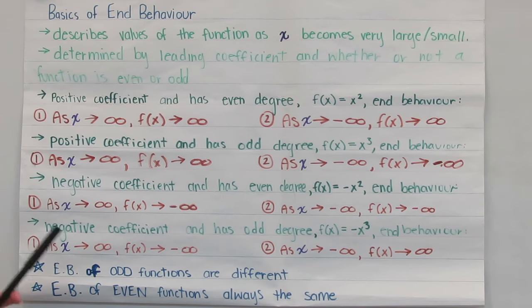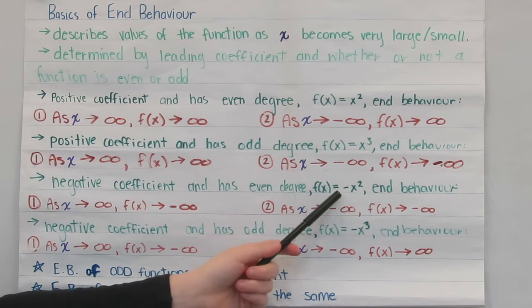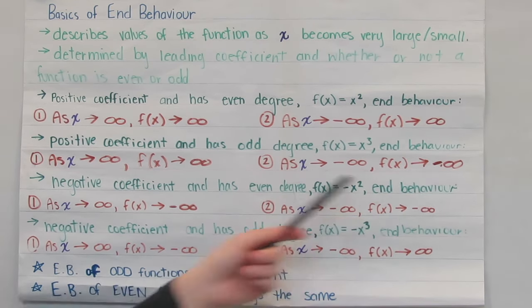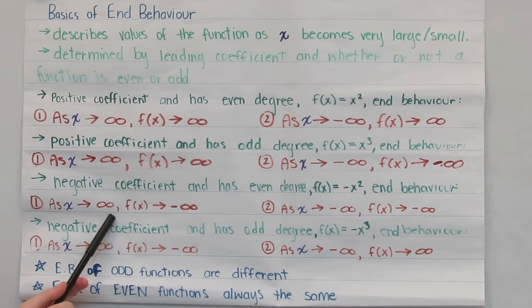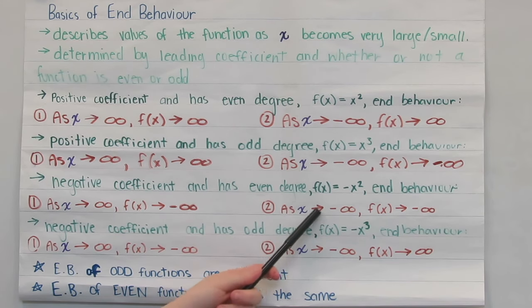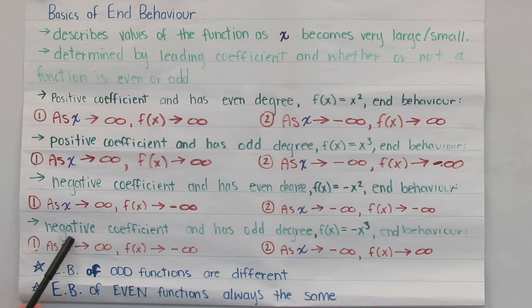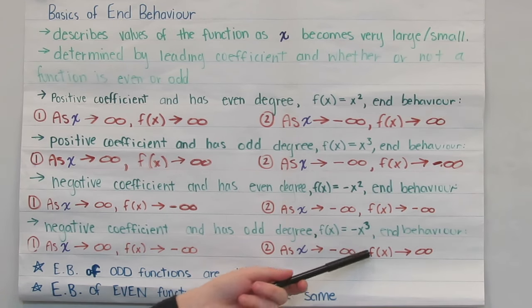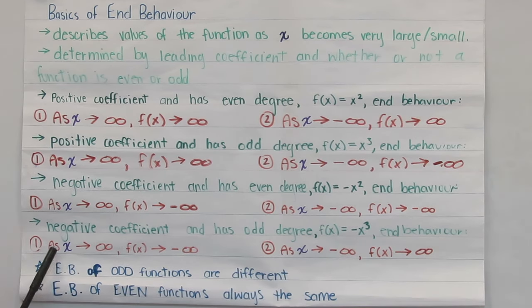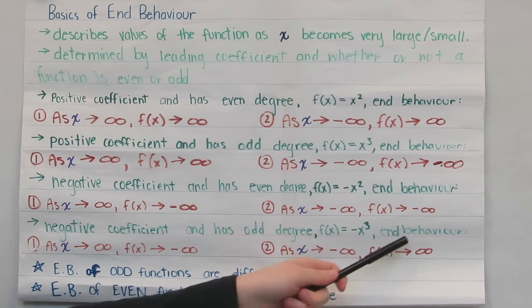So if we switched it around and had a negative coefficient with an even degree, so f of x equals negative x squared, for example, the end behavior will be 1, as x approaches positive infinity, f of x will approach negative infinity. And 2, as x approaches negative infinity, f of x will also approach negative infinity. A function with a negative coefficient that had an odd degree, f of x equals negative x cubed, for example, the end behavior will be 1, as x approaches positive infinity, f of x will approach negative infinity, and 2, as x approaches negative infinity, f of x will approach positive infinity.